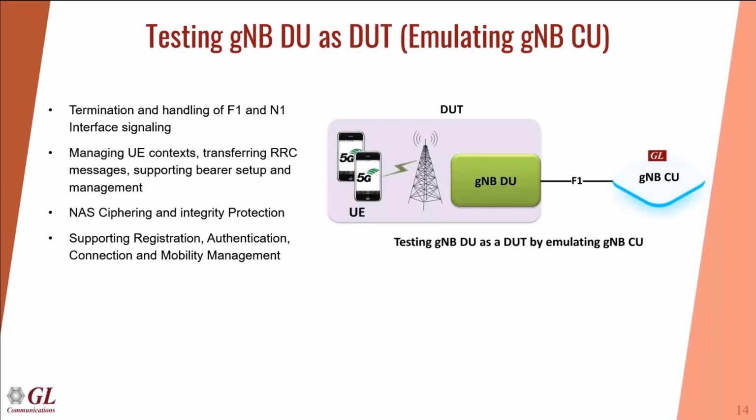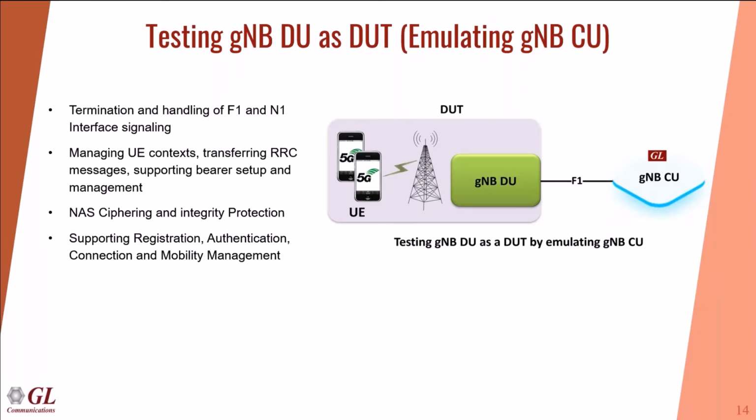In this case, we are using another flavor of the 5G emulator from GL. Here we are considering one of the ORAN interfaces, that is the ORAN element, the distribution unit, as the DUT. In this case, we are acting as the gNodeB control unit, emulating the F1AP signaling.